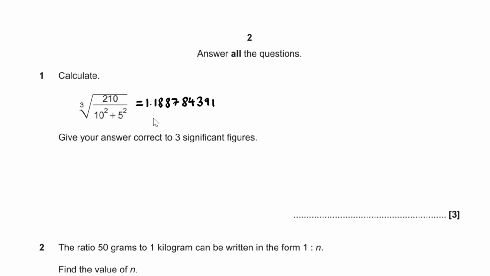Well, if we take a look at the third figure, which is the 8, the figure after it, which is also 8, is 5 or greater, and therefore we round this 8 up to the next digit, and therefore the value of this is equal to 1.19, of course given to 3 significant figures.